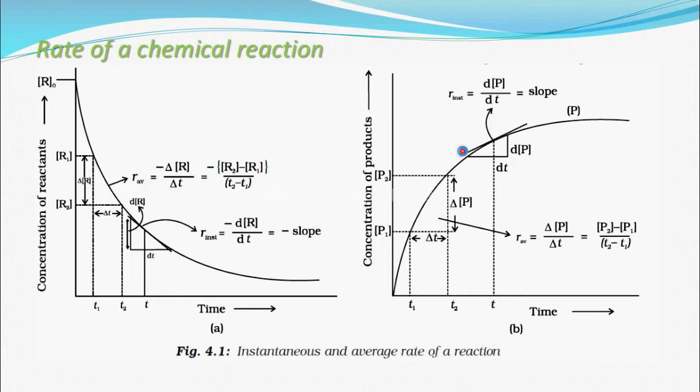To get slope, construct a right angle triangle. Slope will be given by this distance divided by this distance. This is the concentration of product axis, so this is dp divided by dt. This is the time axis, so r instant equals dp by dt, that is equal to slope. The slope of the tangent will give you instantaneous rate at this time.